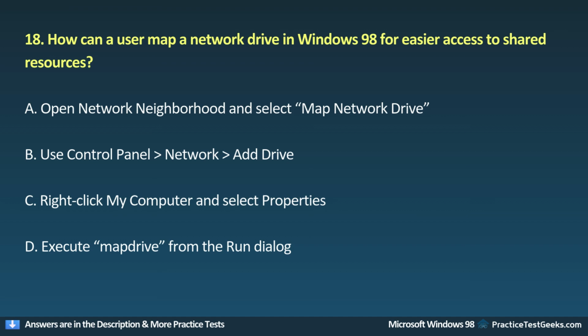18. How can a user map a network drive in Windows 98 for easier access to shared resources? A. Open Network Neighborhood and select Map Network Drive. B. Use Control Panel, Network Add Drive. C. Right-click My Computer and select Properties. D. Execute Map Drive from the Run dialog.